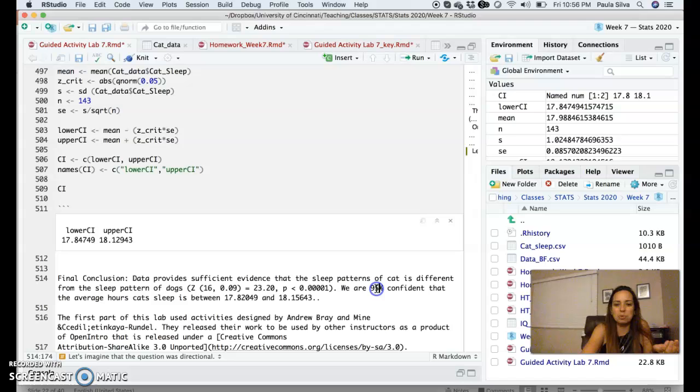And before we said we were 95% confident. Here we say that we're 90% confident that the average hours cats sleep is between 17.84, let's round it to 17.85, and 18.13.